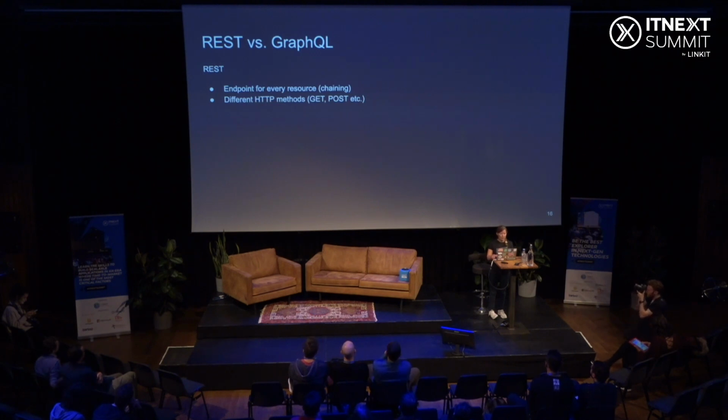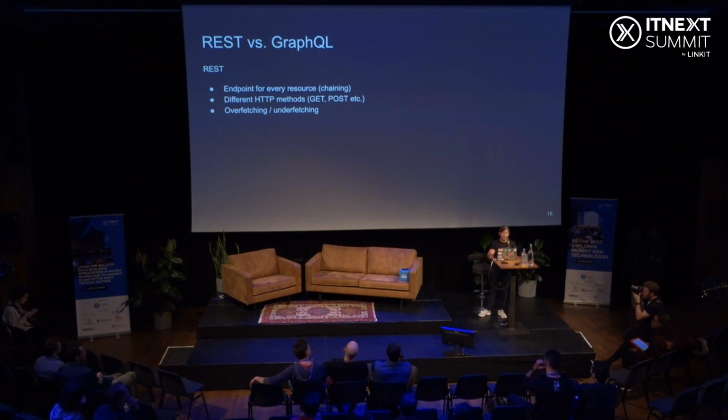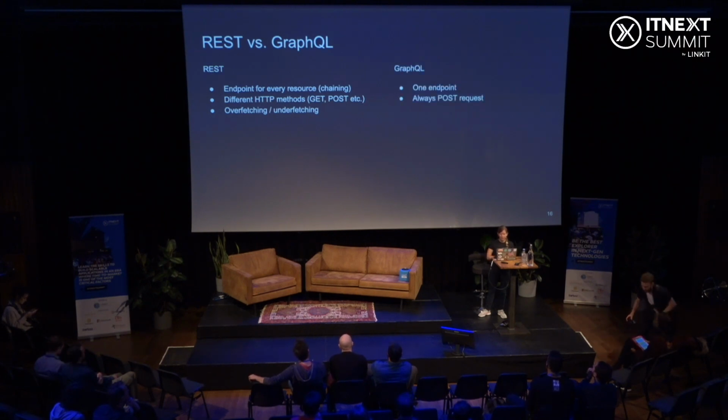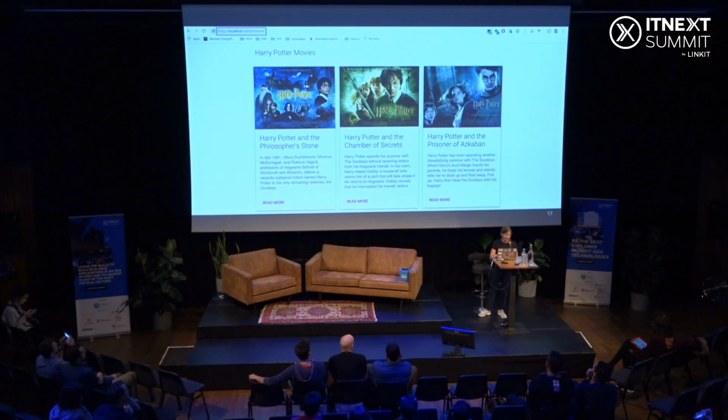Then with REST, you have all the different HTTP methods like get, post, delete, and update. And the potential of overfetching and underfetching is pretty big because usually you get too much information while you only need one thing, or you don't get everything and have to make another request to the API. With GraphQL, you have one endpoint. It's always a post request, so you don't need to worry about the different HTTP methods. And you only get the data that you actually need.